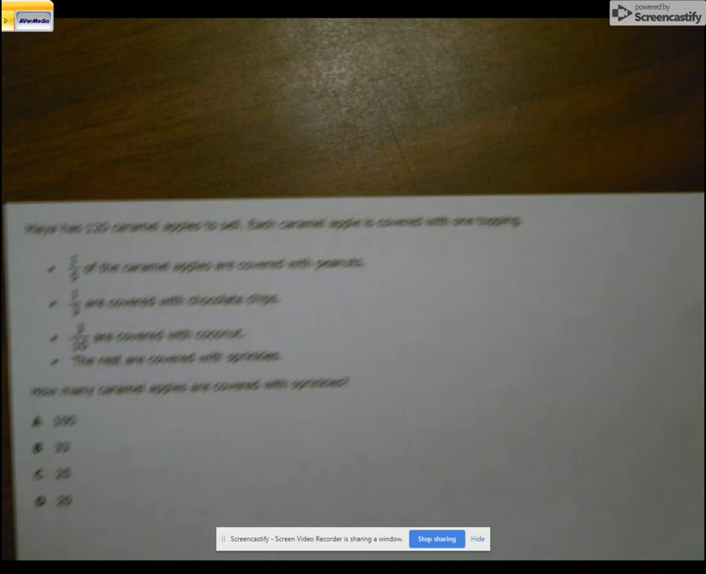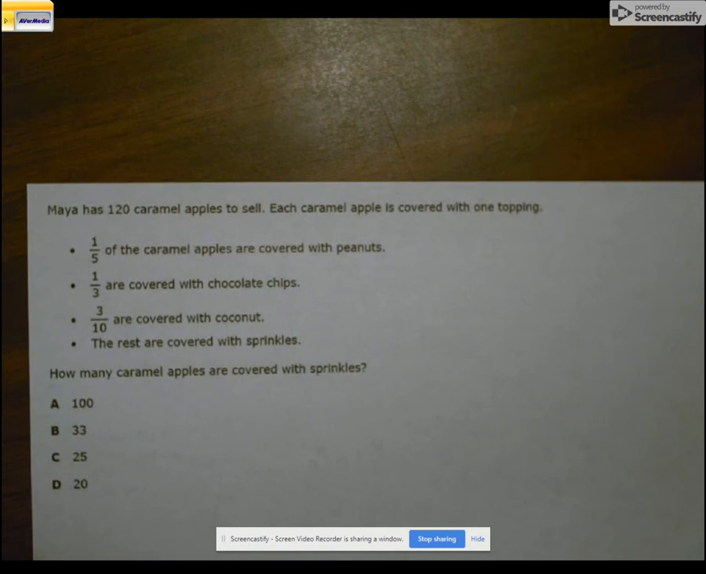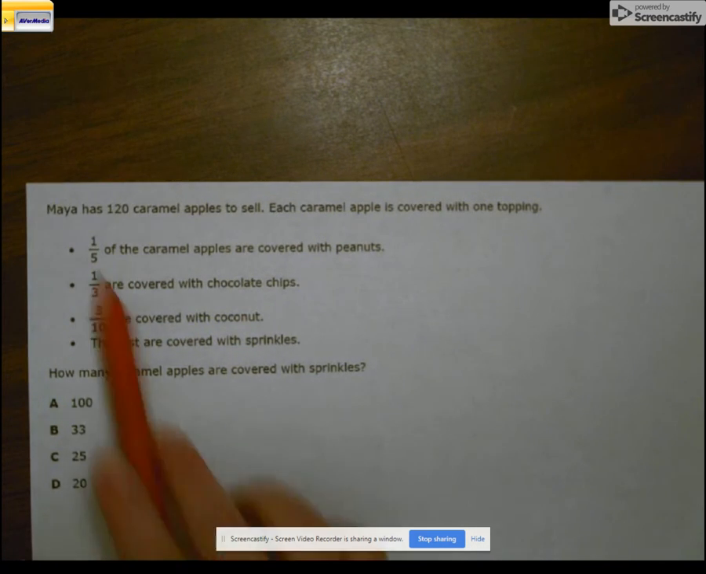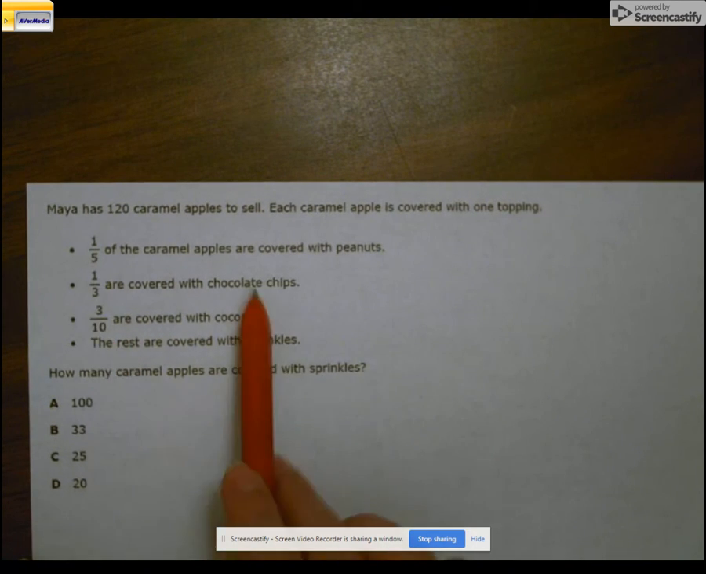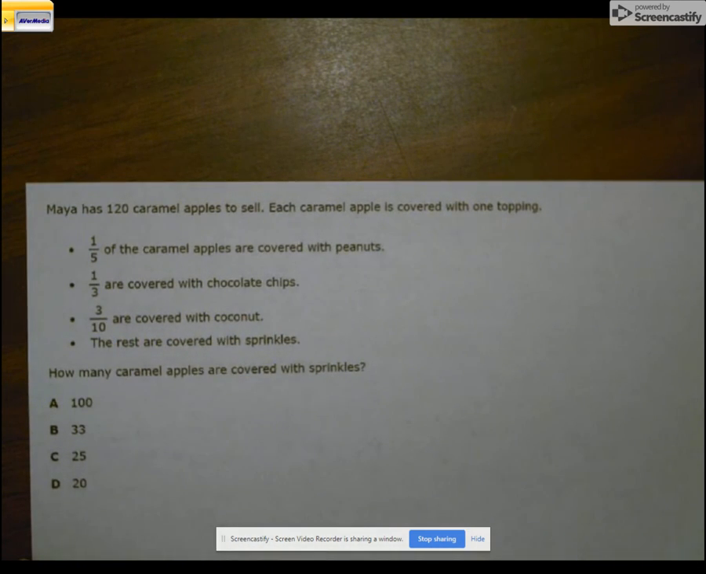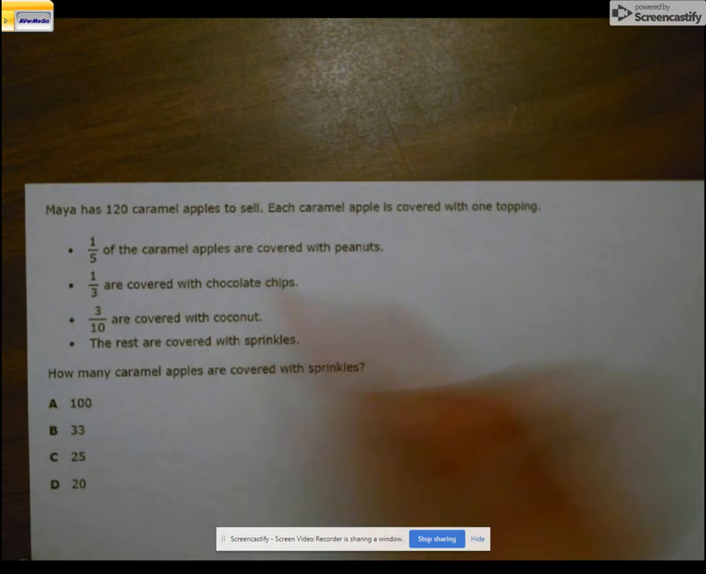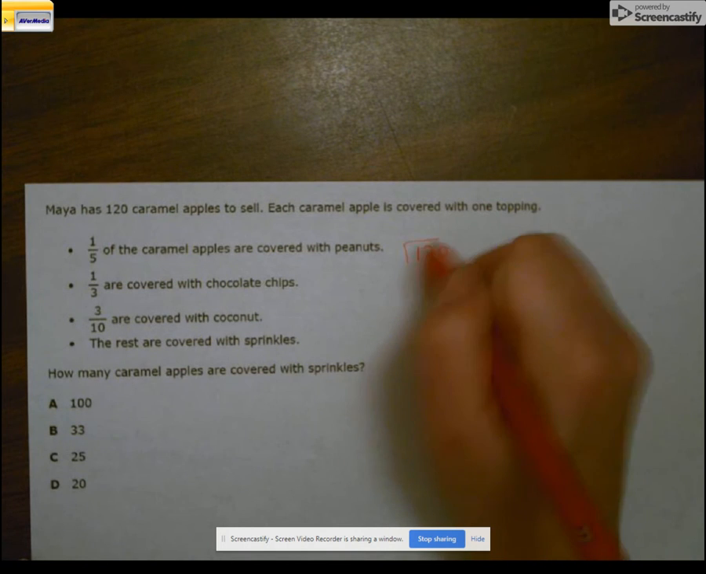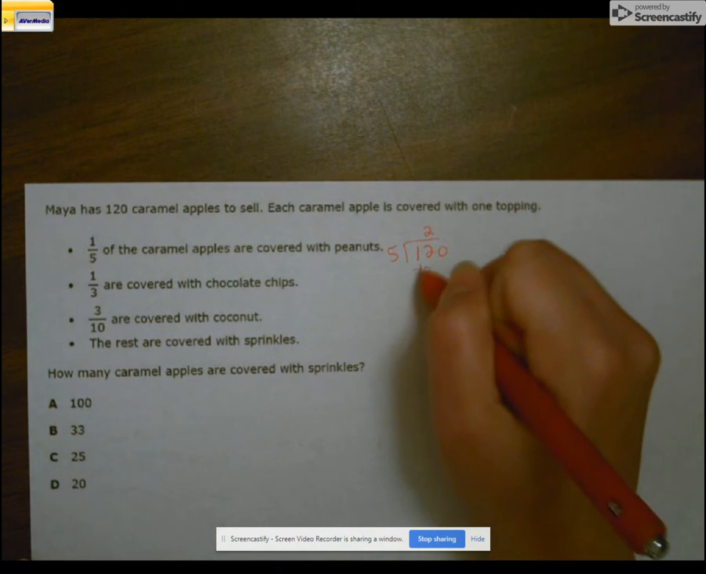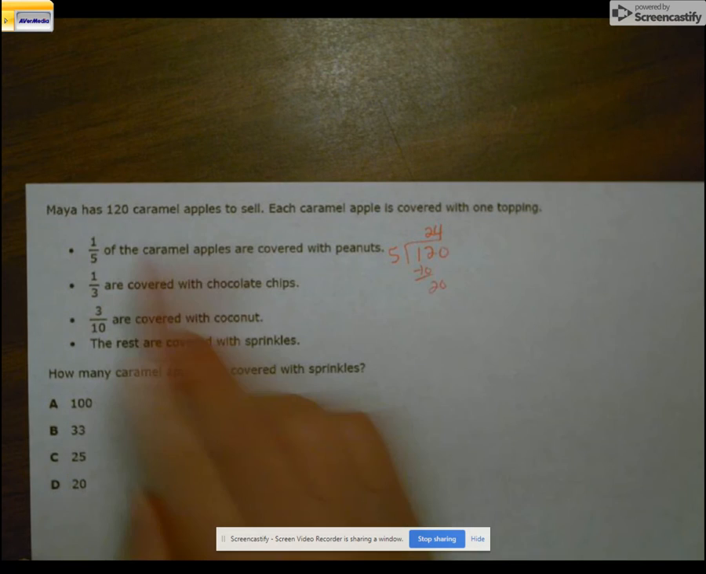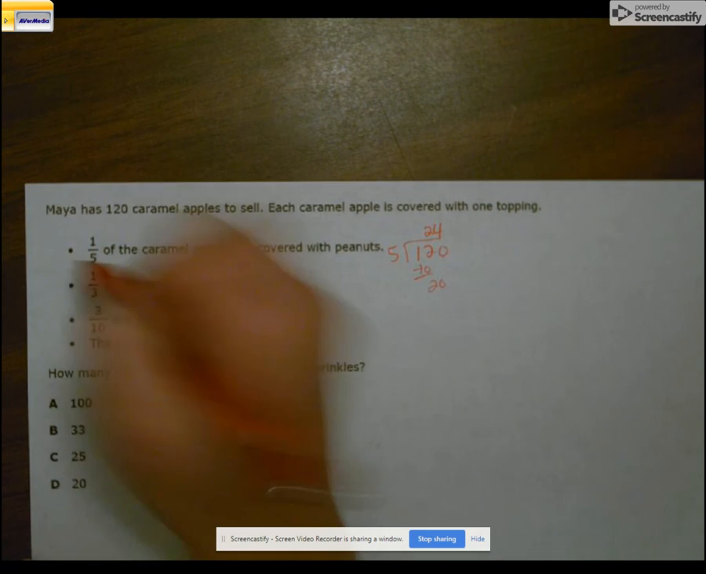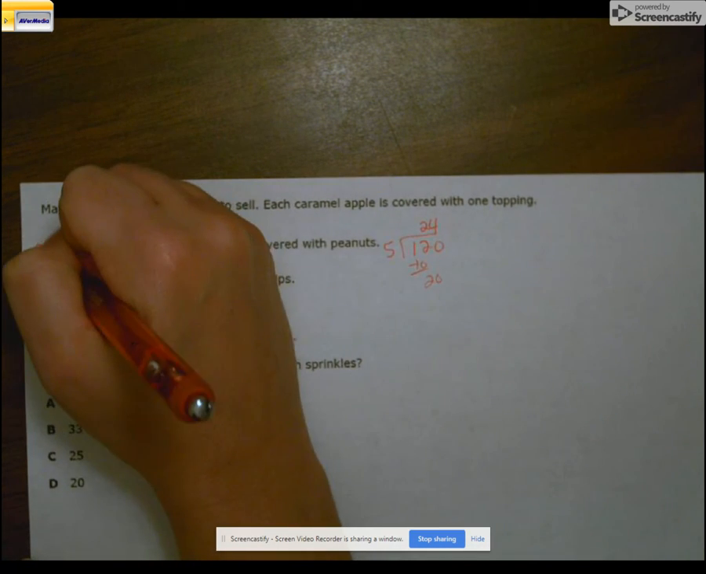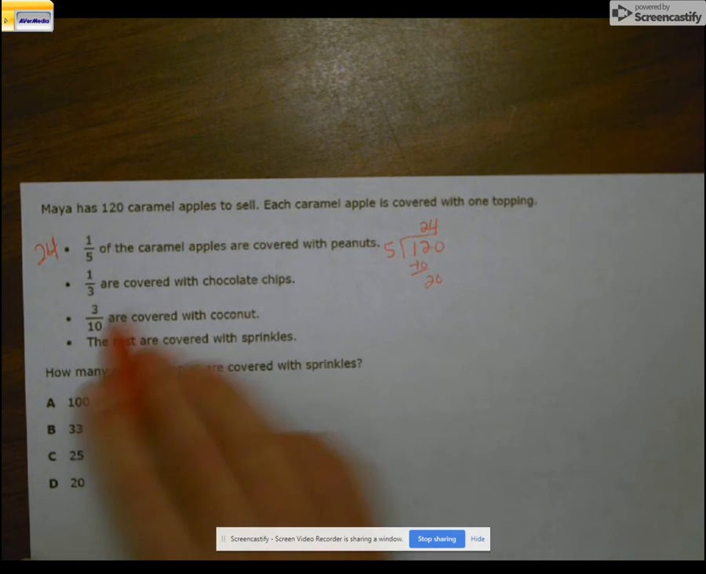All right, another one that looks similar to the companies with the electricity. Maya's got 120 caramel apples to sell. 1/5 of them have peanuts, 1/3 of them have chocolate chips, 3/10 have coconut, the rest have sprinkles. So let's see what 1/5 of 120 is. 120 divided by 5, 24, and I only need one of those parts. So 24 have peanuts.